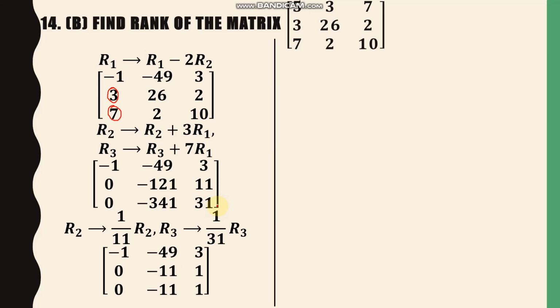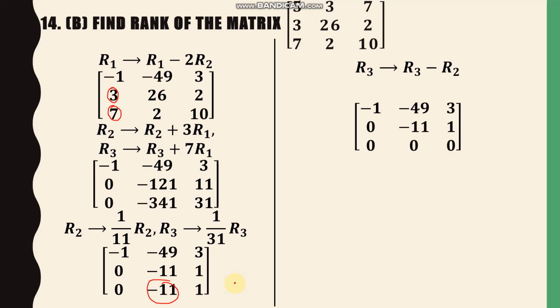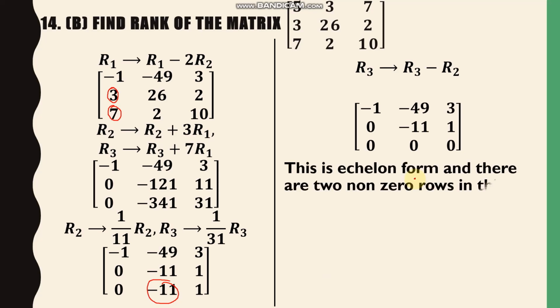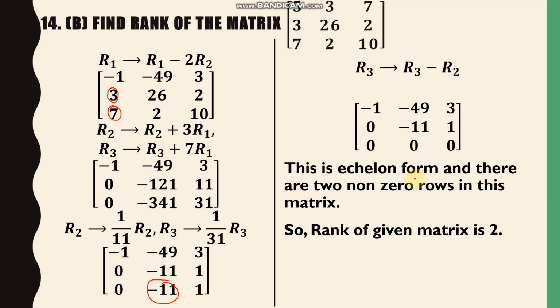And now make 0 here. Okay, make 0 here. So apply the transformation R3 goes to R3 minus R2. So you'll get 0 in the last row. So this matrix is now in echelon form and there are only 2 non-zero rows. So the rank of this matrix is 2. So this completes 14th B part, and with this we have completed section B of this question paper.